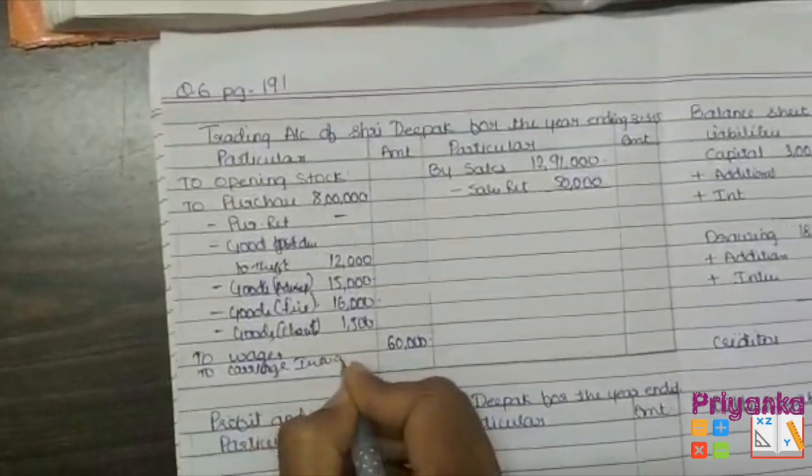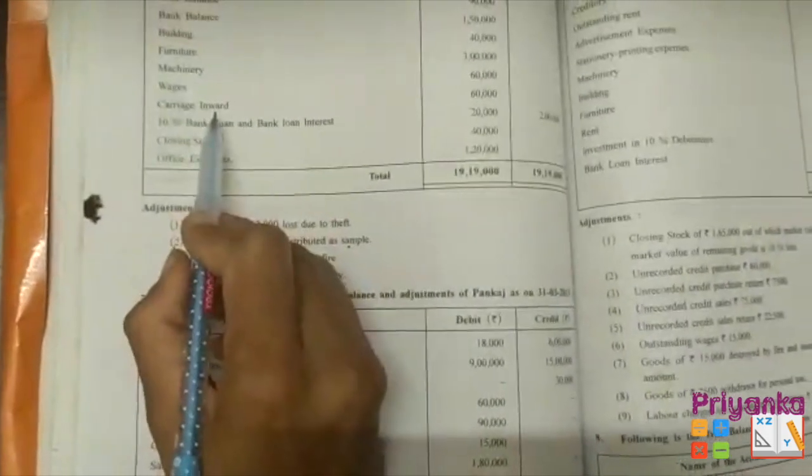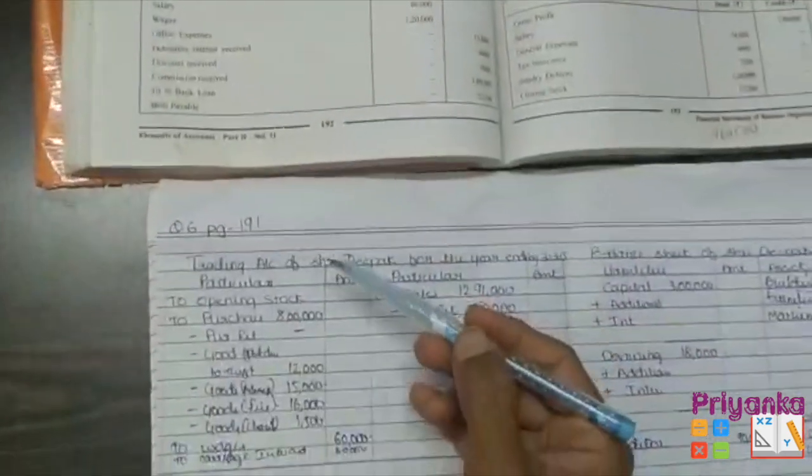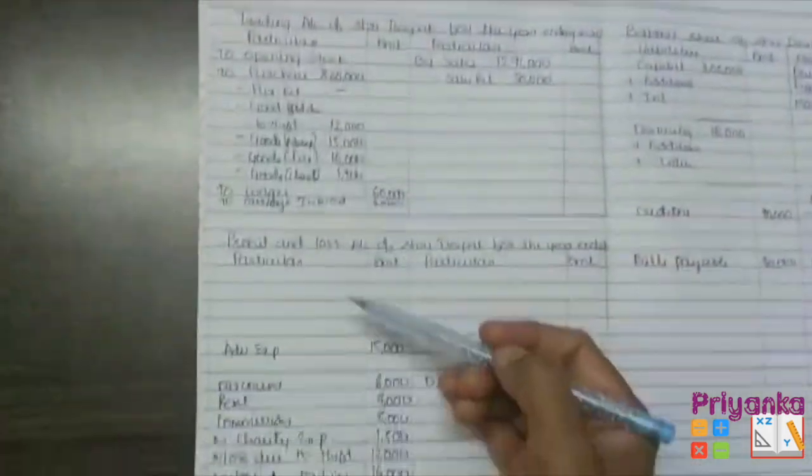Inward 60,000. Now I want to tell you something: if it comes as carriage inward, it moves to the trading account debit side, but if it comes as carriage outward, it will move to the profit and loss account debit side.